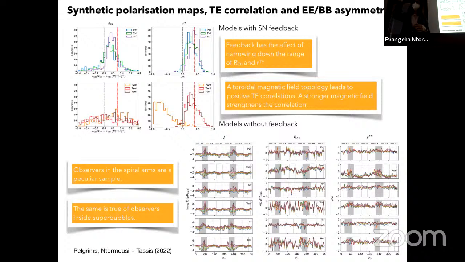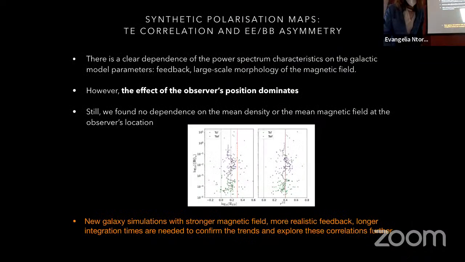So we went and picked superbubbles by hand from these simulations. We put observers in there and then compared this sample to the general sample. And it turns out that observers inside superbubbles are also a peculiar sample. They are more similar to each other than to the general sample. And this is sort of where I can leave you with this study.